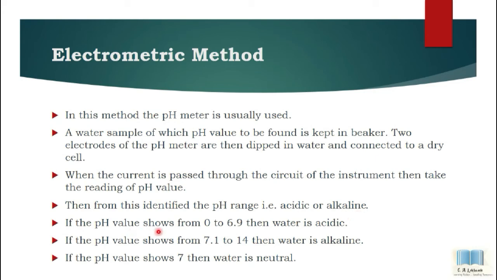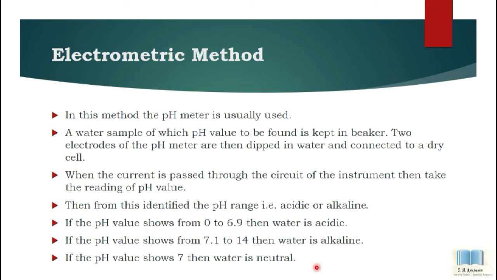If the pH value shows from 0 to 6.9, then the water is acidic. And if the pH value shows from 7.1 to 14, then the water is alkaline. And if the pH value shows 7, then the water is neutral.